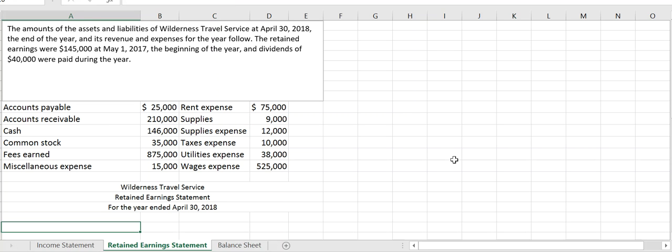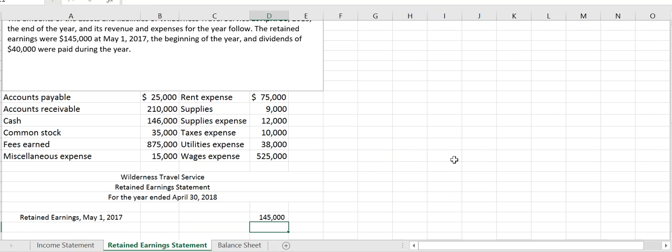And what we want to start with is how much value we had in this retained earnings account at the start of our fiscal year. So our retained earnings as of May 1st, 2017, they told us was $145,000. That's going to go into our total column.